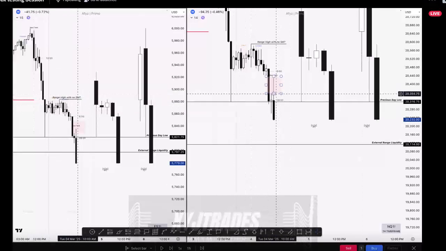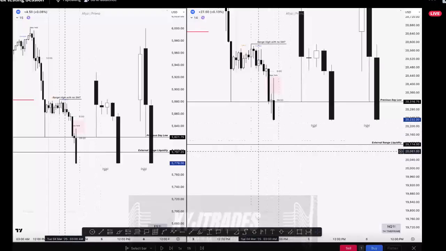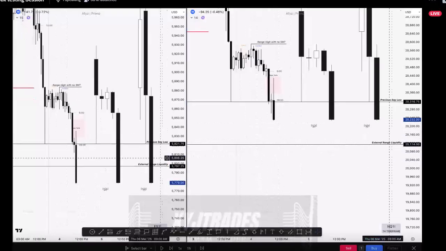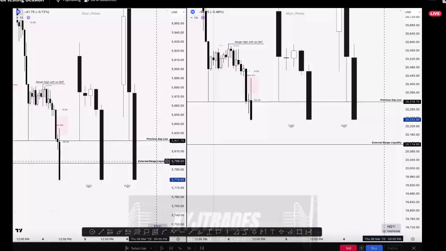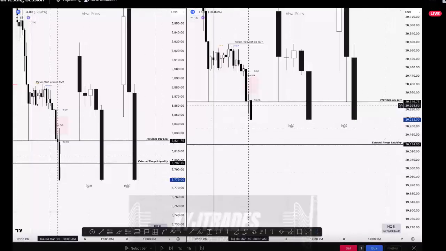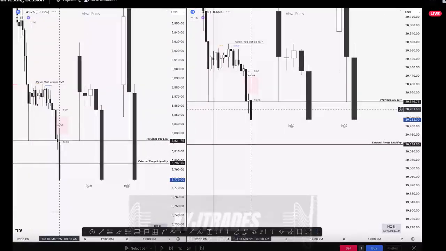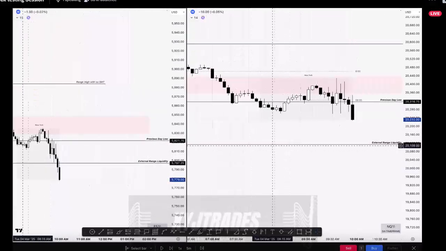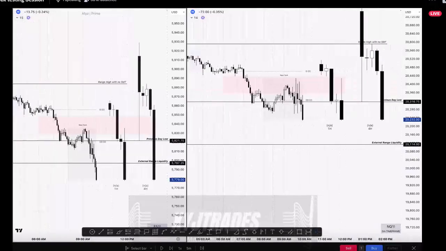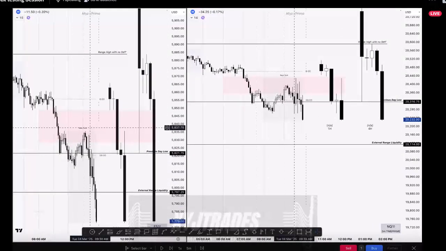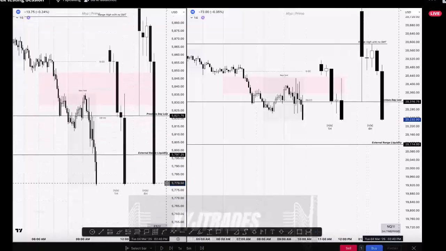So now I'm actually seeing if any SMT can form at the lows. Again, we distribute into the external range liquidity here on the NASDAQ, or on the ES, and not on the NASDAQ. So I'm considering maybe 10 a.m. could be a reversal. All right, so 9 a.m. is distributing lower. Again, you can trade from this internal to that external using my Primo model if you want.